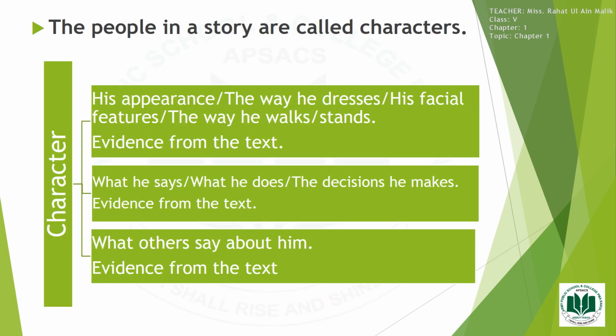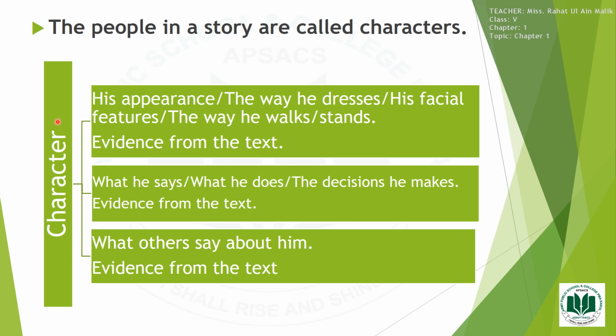Okay, then we'll be talking about the characters. What are the characters? The people in a story are called characters. Now, characters can be minor or major. There are two types of characters, minor or major. Major characters are those characters who are the main or key characters. As in dramas we say hero and heroine. Similarly, even the villain is also a main character. And minor characters are the side characters that are supportive of the main characters. Right.